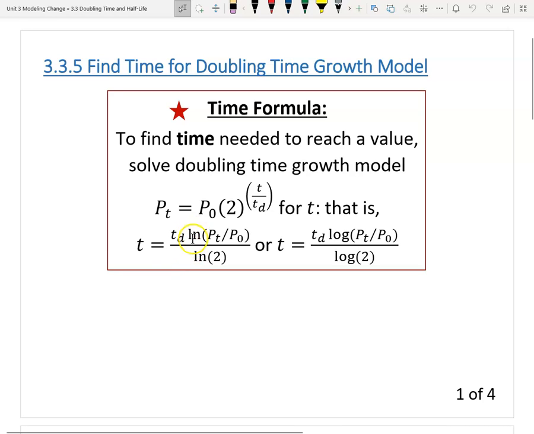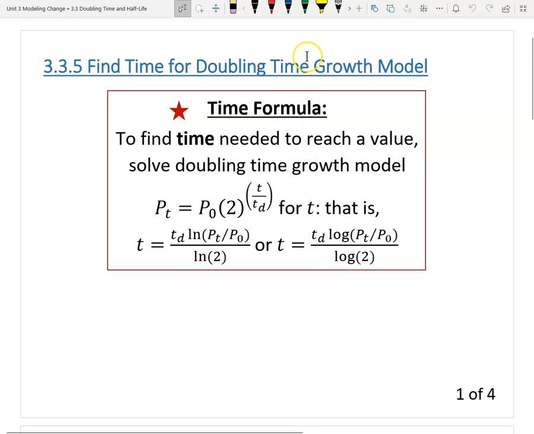In the first one, we use ln, which is the natural logarithm. If we change the natural logarithm to lg, which is the common logarithm, the value is still the same. So you can use the first or the second. It's exactly the same you will get.